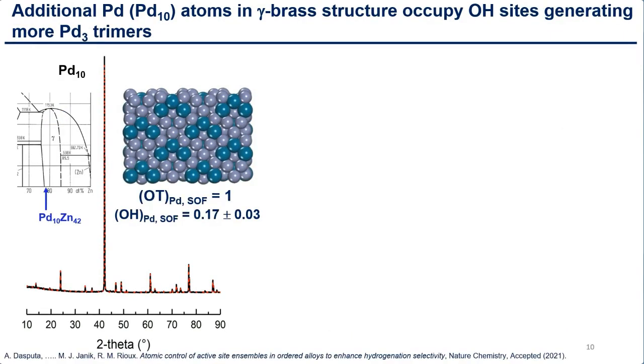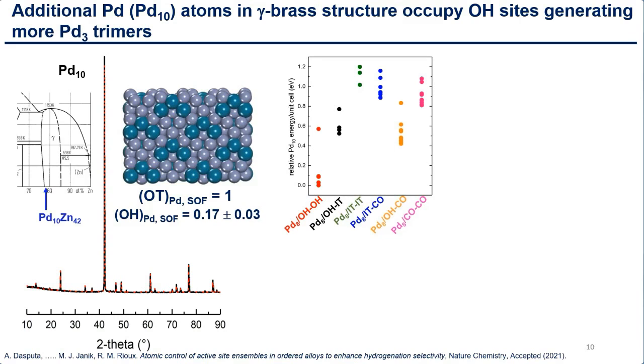Now, if we add an additional palladium atom to have a nominal composition of palladium-10 zinc-42, what you can see is that that additional palladium atom, again, prefers to occupy the octahedral site, and the implication of that simply is that now we have more trimer sites than monomer sites in palladium-10 zinc-42.